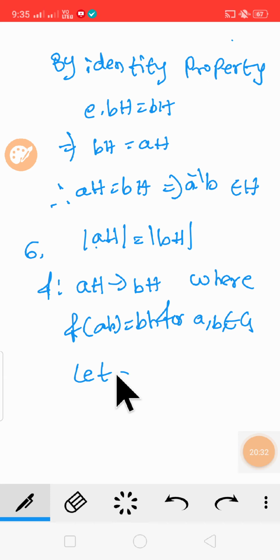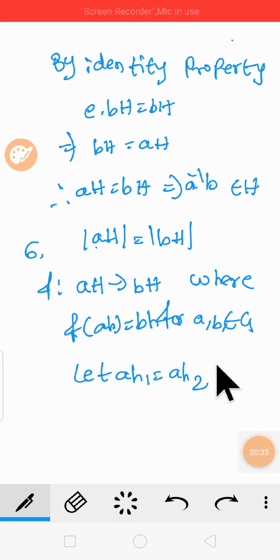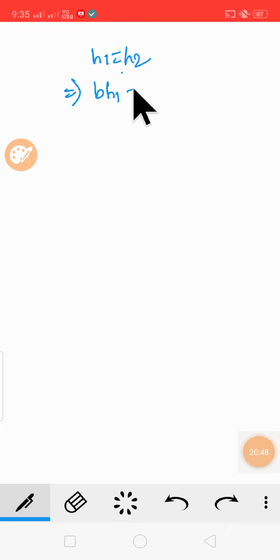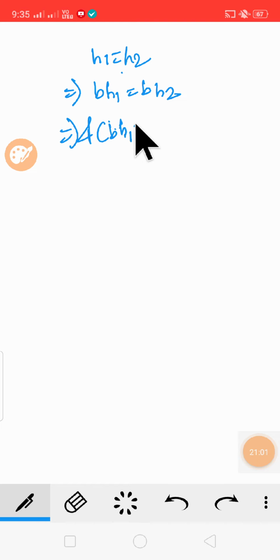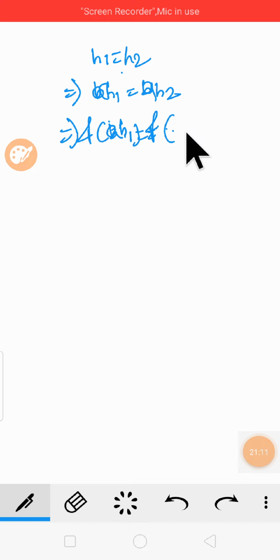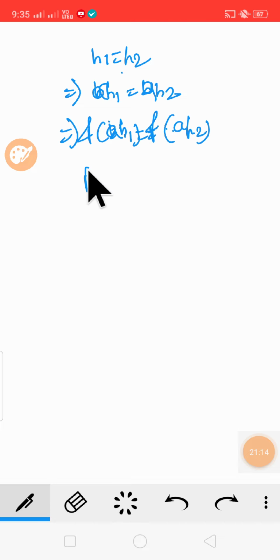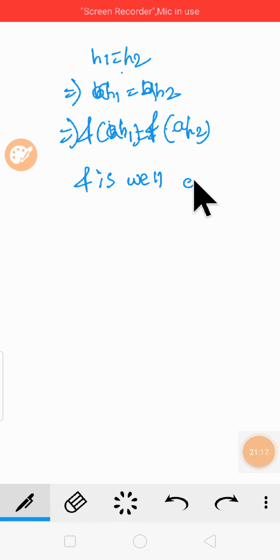Let a h1 equal a h2 for all h1, h2 belonging to H. Here we take h1 equal to h2, which implies b h1 equals b h2. On both sides we take the function f, so f of a h1 equals f of a h2. f is well defined, the function is well defined.